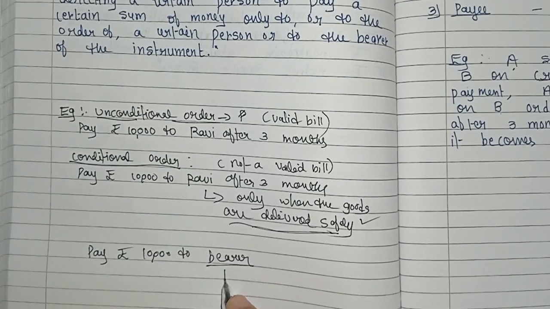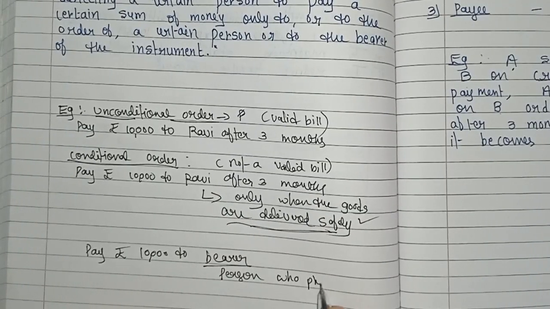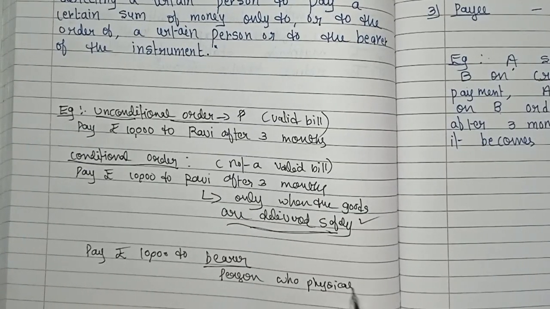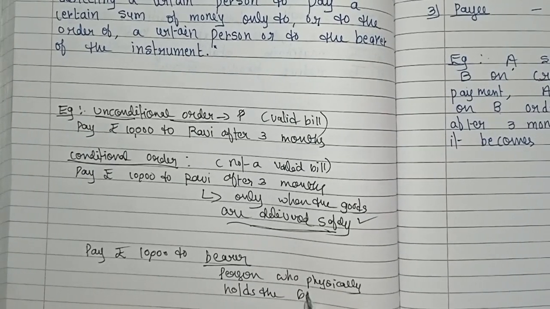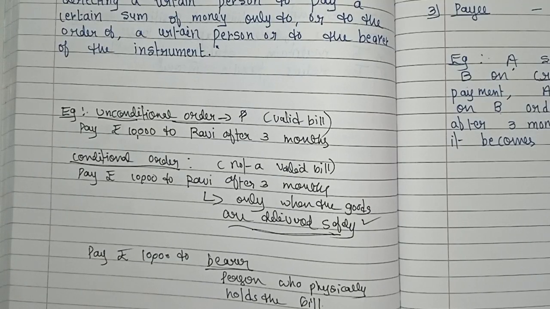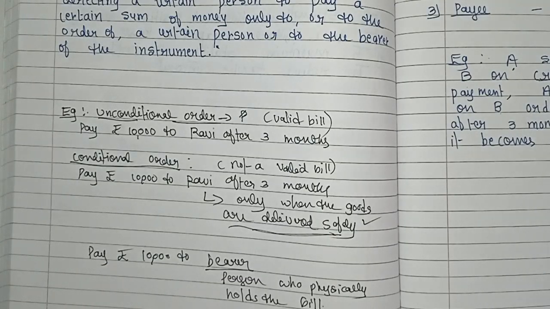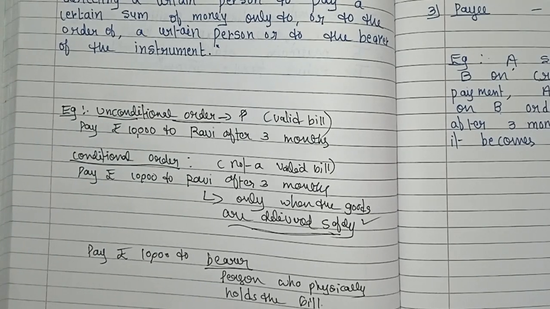Clear? This means the person who physically holds the bill. Bearer means the person who physically holds the bill. Clear? Whether it is A, B or C. The person who holds it at the time of payment, the person who physically holds the bill, is called the bearer of the instrument. He can be A or B or C.